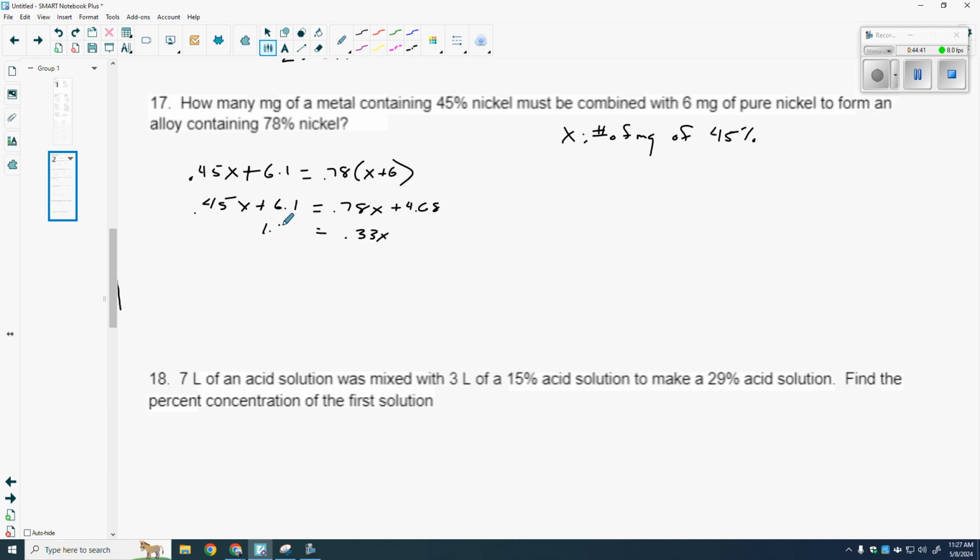Read my calculator wrong. Divide. And x comes out to be 4. Go back, look at your definition of x. How did we define x? We defined x to be the number of milligrams of 45%. Look at my question: how many milligrams? My variable matches what I'm looking for. I'm done. 4 milligrams of the 45%.